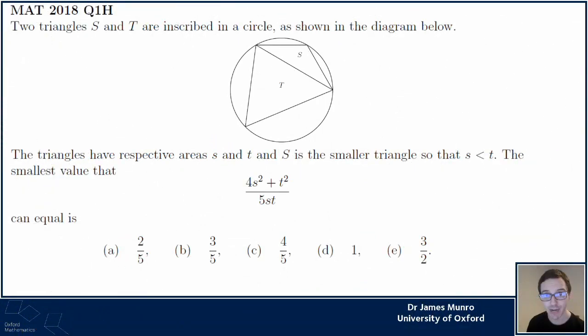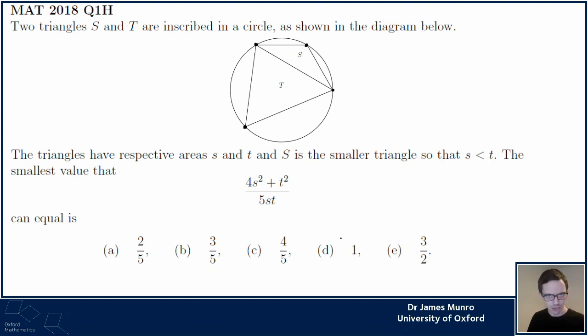There's a sort of trap in this question that lots of the actual positions of things don't matter. We're going to approach the question now and I'll point out the things that don't matter. So there's two triangles, S and T, they're in a circle. We're not told where these corners are. We're told the areas are S and T, and that S is the smaller triangle, so that S is less than T. And we're asked to find the smallest value of some algebraic thing.